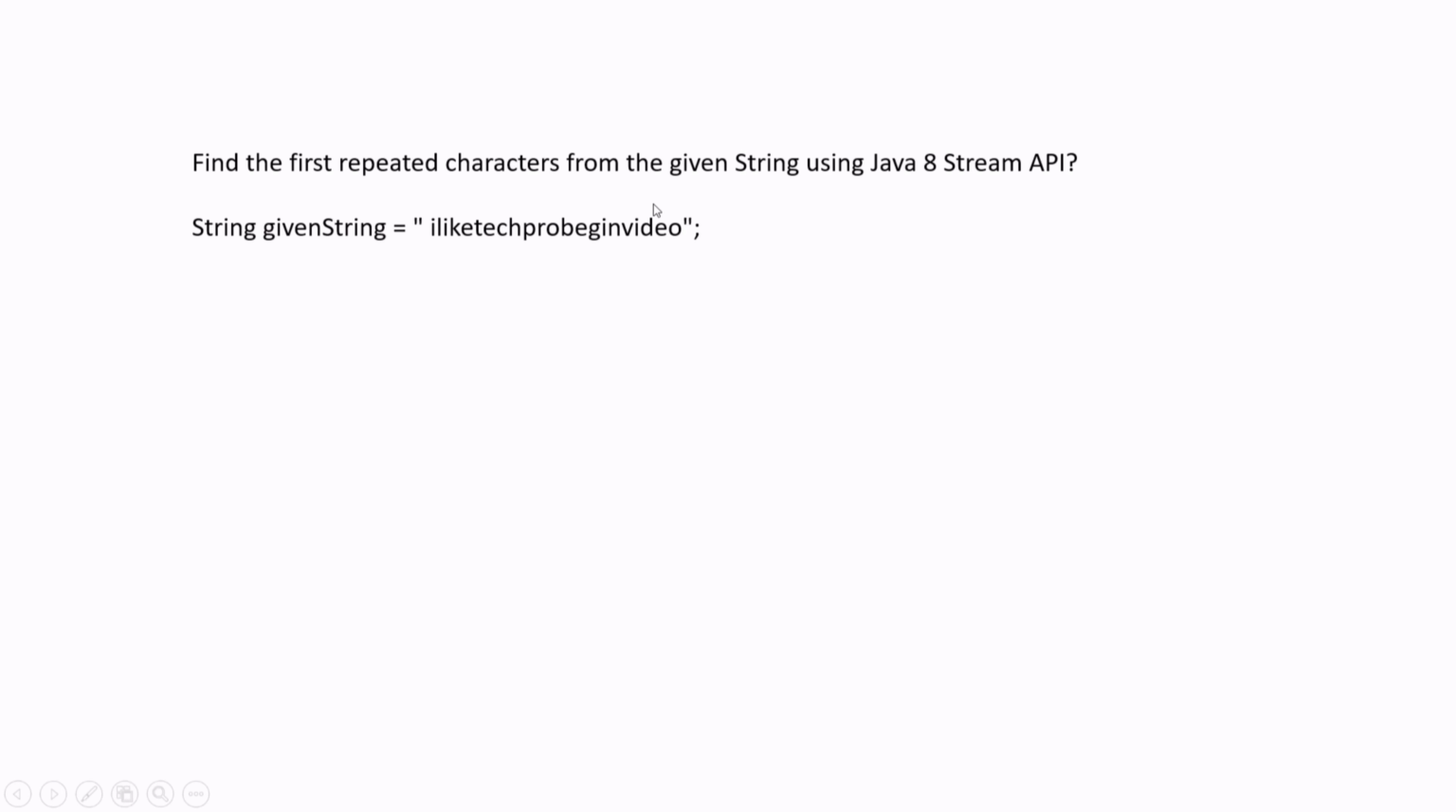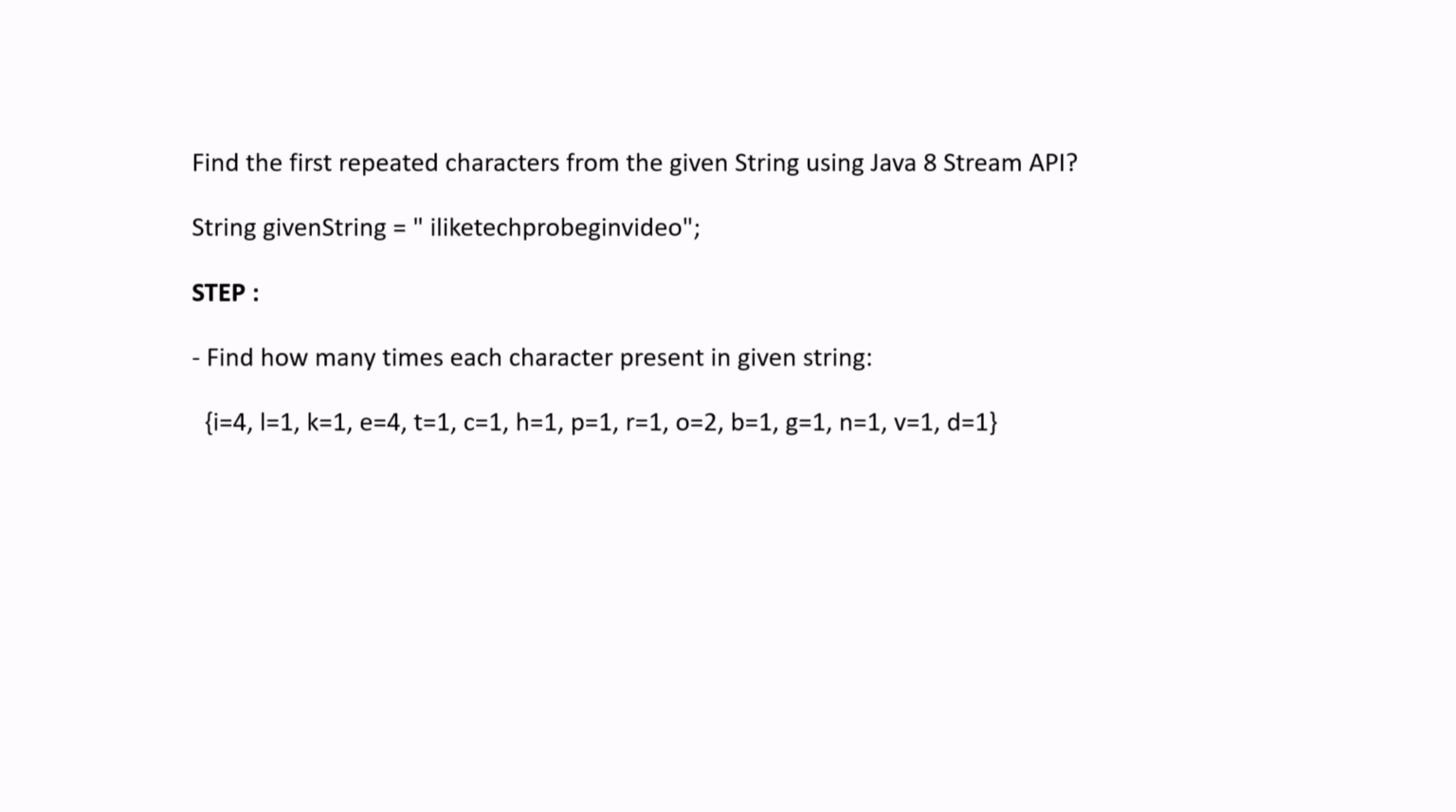Find the first repeated character from the given string using Java 8 Stream API. First repeated character. The question is similar to the previous question. In the previous question we asked for the first non-repeated character, but here it is the first repeated character. The solving approach will be the same. We need to get the occurrence of each character, how many times each is present, and we need to maintain the insertion order also.